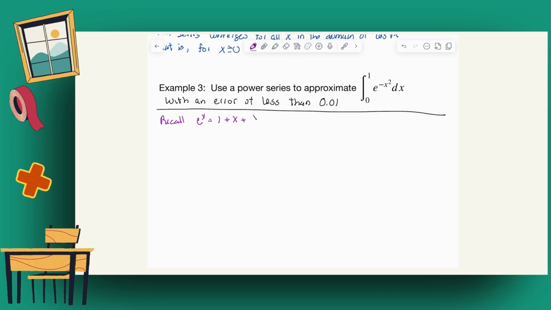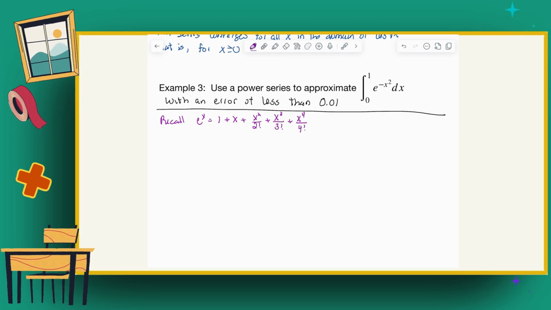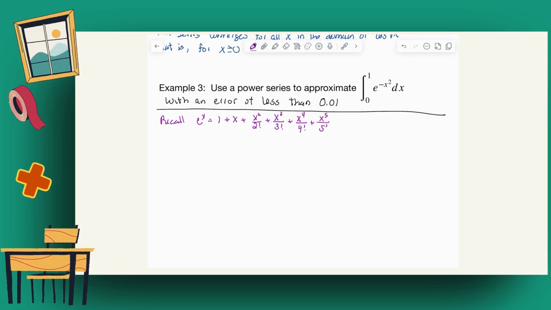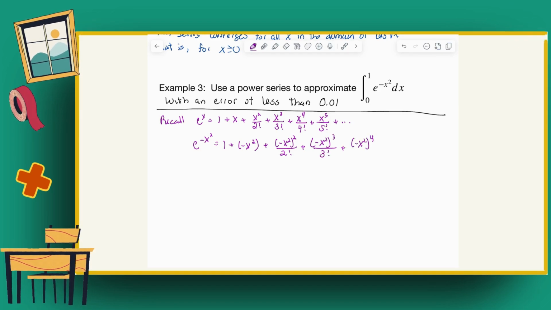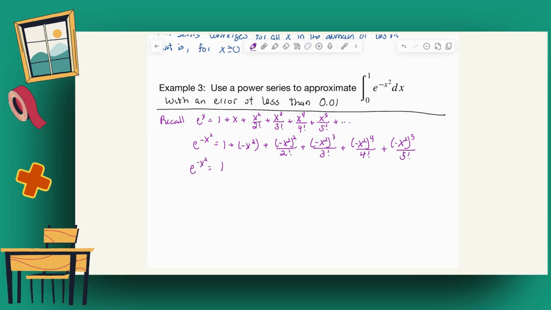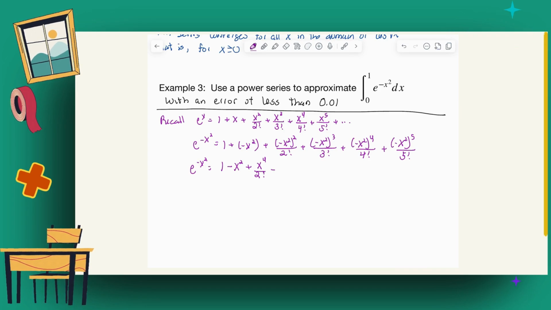Recall that the polynomial for e to the x is 1 plus x plus x squared over 2 factorial plus x cubed over 3 factorial plus x to the 4th over 4 factorial, etc. Now in this polynomial, I'm going to replace every x with negative x squared to get... Let's simplify each term in this power series to get 1 minus x squared plus x to the 4th over 2 factorial minus x to the 6th over 3 factorial plus x to the 8th over 4 factorial minus x to the 10th over 5 factorial.